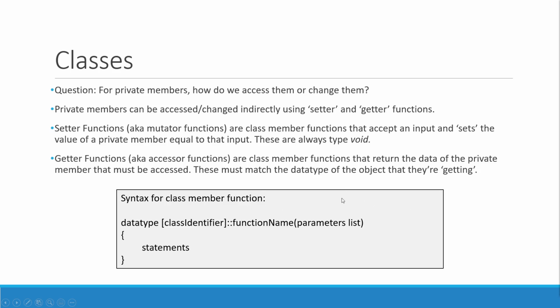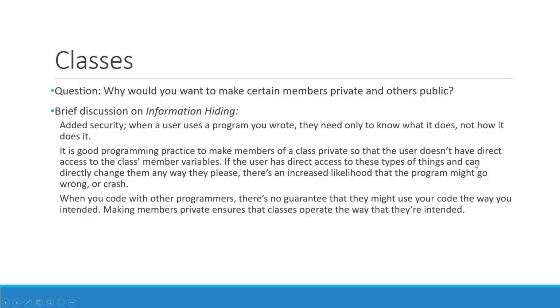Now, here in this gray box is the syntax for a class member function. You'll find that this is almost exactly the same as the syntax for a user-defined function. The only difference is that you have to have the class identifier and then :: before the function name. This is to indicate that this function is actually a member of the class that you're writing. So this is the only difference.